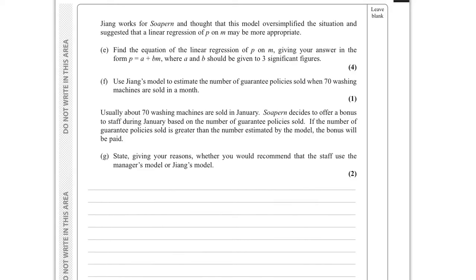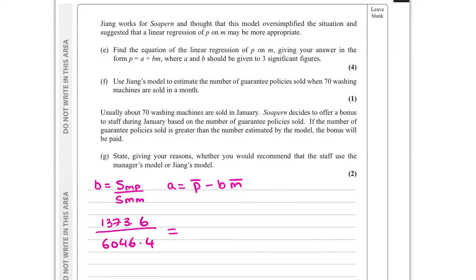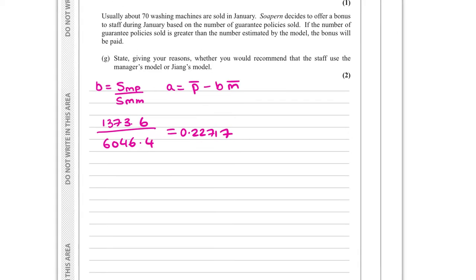Okay, so we can do this regression line. The equation is in the formula sheet. So B, which is S of MP over S of MM, and then A is the mean of Y, which in our case is P, minus B lots of the mean of M. Okay, so using the information we've been given, we're going to have 1,373.6 over 6046.4. Remember, we were given this on the page before, yeah? Put this in and I get 0.22717. I'm going to keep it as a fraction, all right?